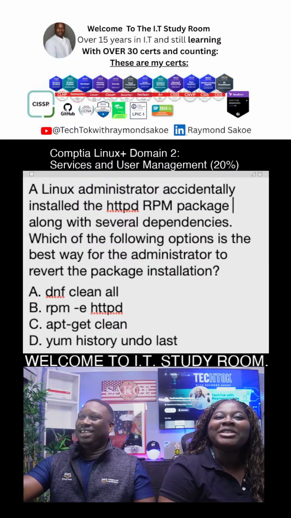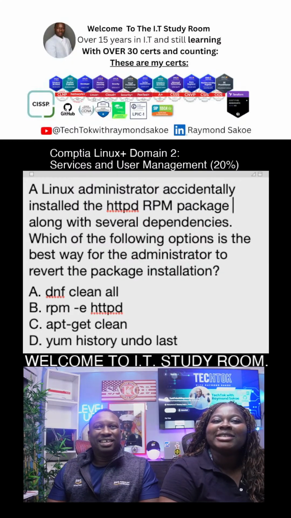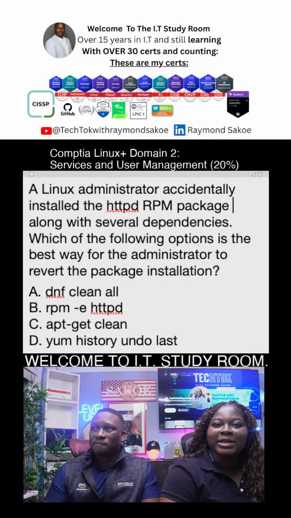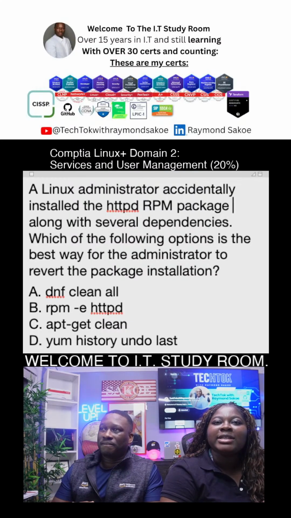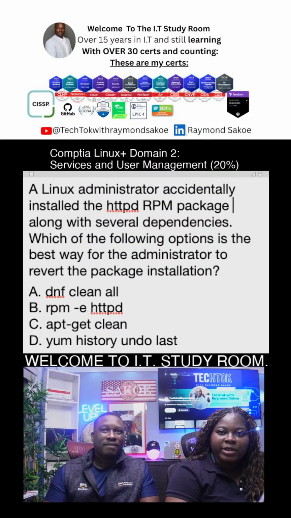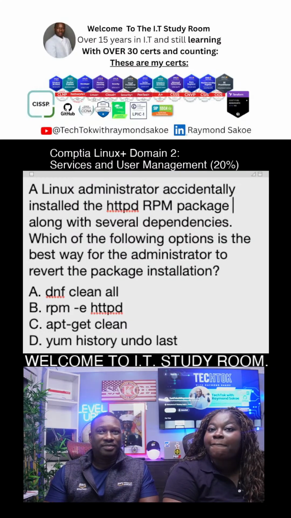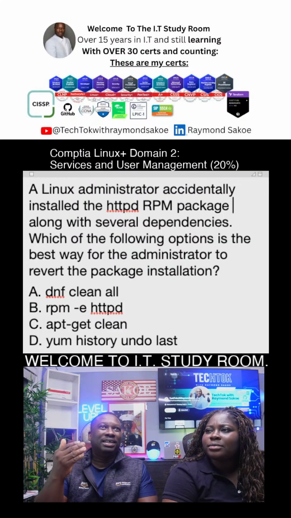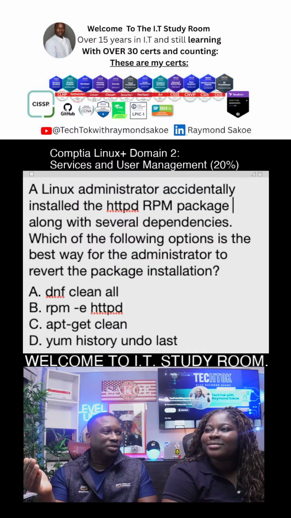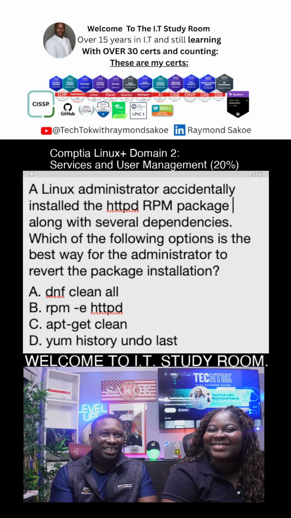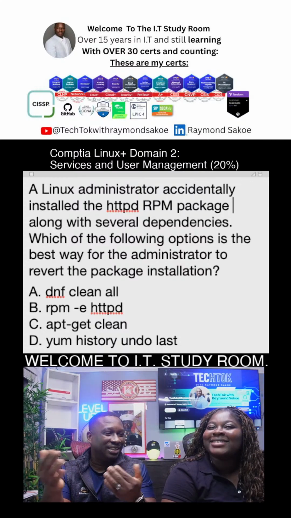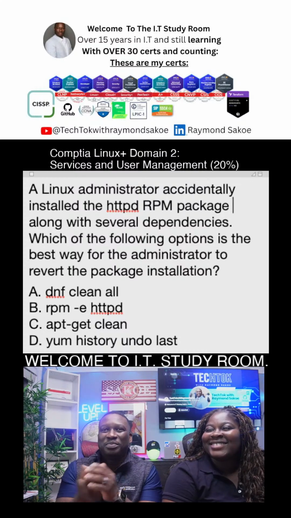Okay, a Linux administrator accidentally installed the HTTPD RPM package along with several dependencies. Which of the following options is the best way for the administrator to revert the package install? There you go. Revert, undo. Similar to what the other disgruntled employee did before he left. Remember the previous question? How do you find and undo what he did? So it's similar to the previous one.